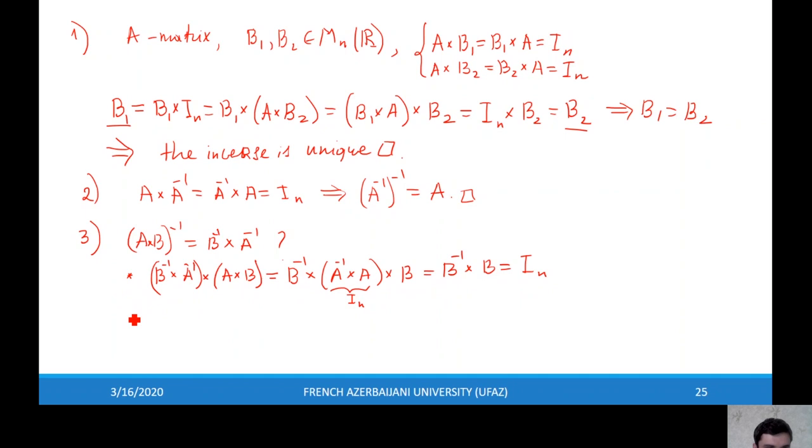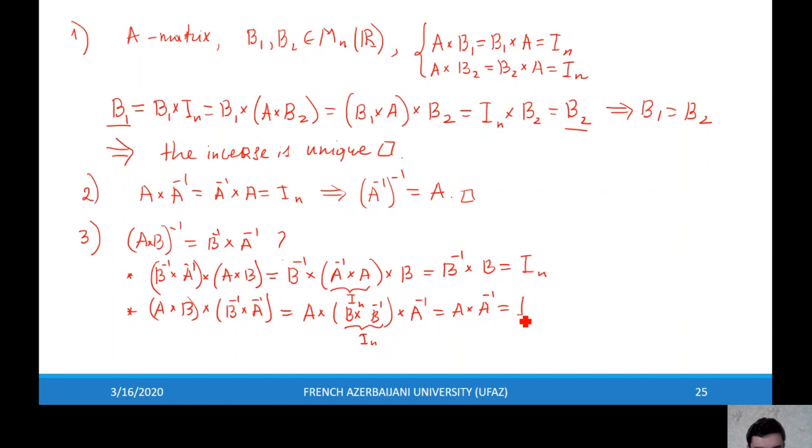Then I calculate A times B multiplied by the inverse of B times the inverse of A. From here, A times B times the inverse of B times the inverse of A. This part is the identity matrix, and A times the inverse of A is the identity matrix. Okay? And from here, using the definition of the inverse matrix, the inverse of B times the inverse of A will be the inverse matrix of A times B. That's all.